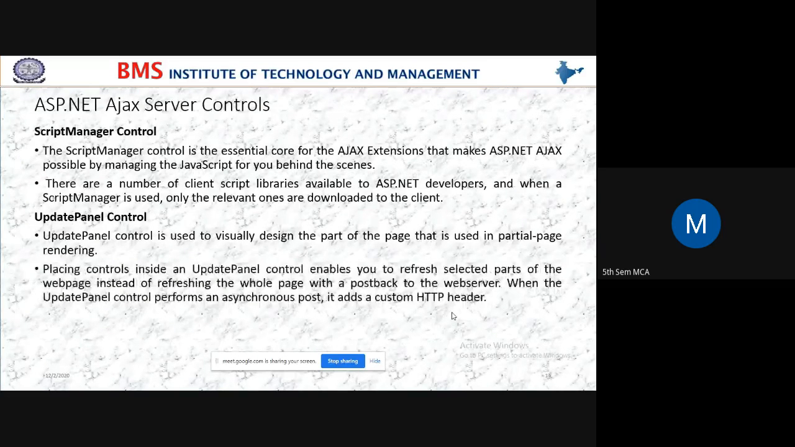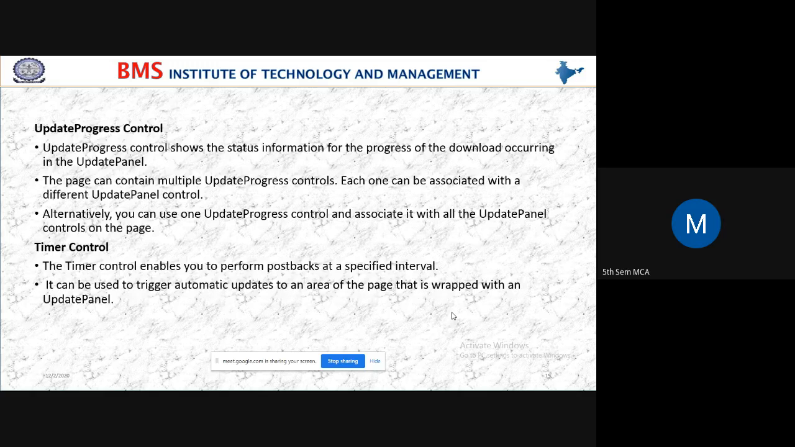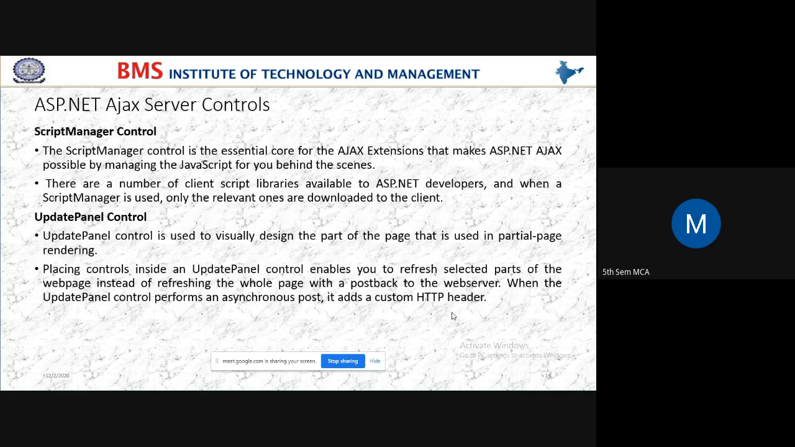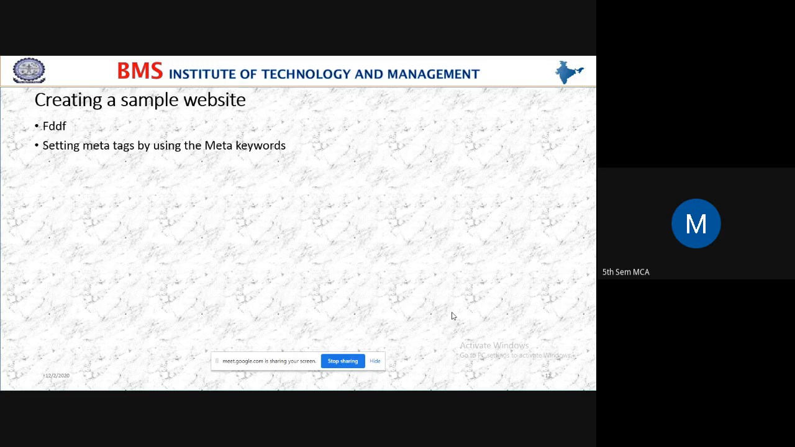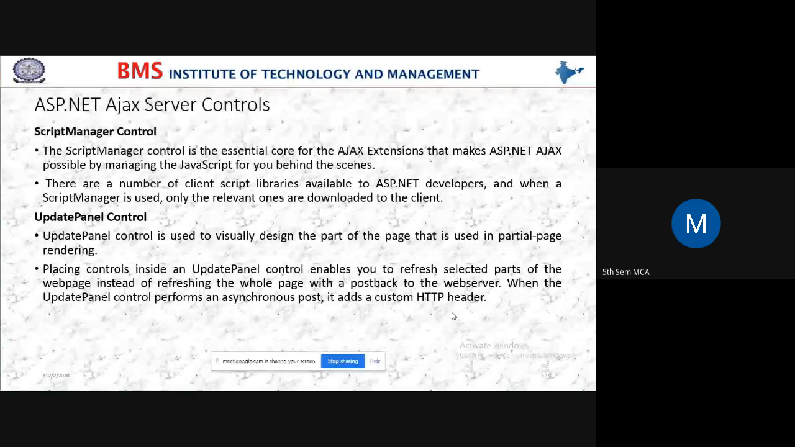Next we have ASP.NET AJAX server controls. Here we have four server controls: script manager control, update panel control, update progress control, and timer control. Four controls we have in AJAX server controls. The script manager control is the first control.